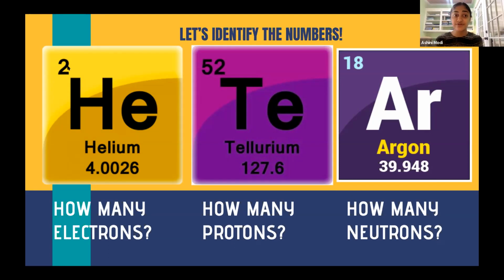So the number at the very top, the number 2, codes for the number of protons and the number of electrons. So there are 2 electrons in helium. But the number 4.0026, which you can kind of round to 4 here, is going to be the mass of the element. That's the number of protons plus the number of neutrons. For tellurium, how many protons does it have?